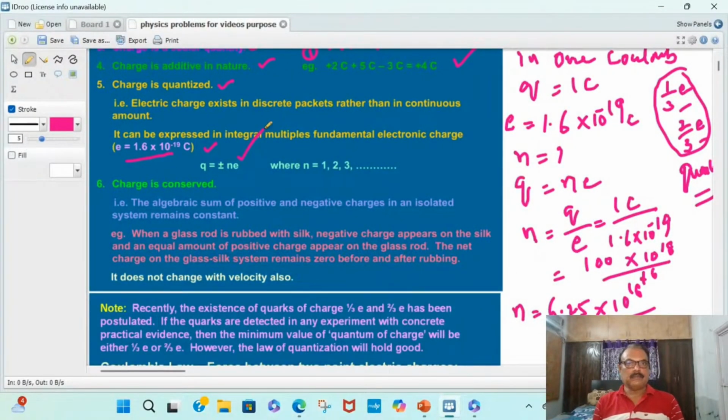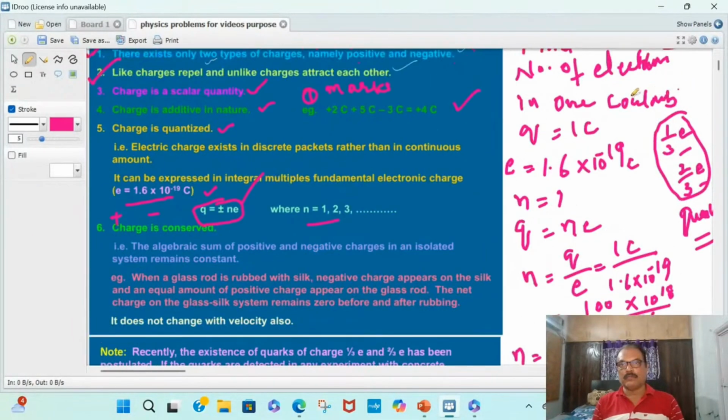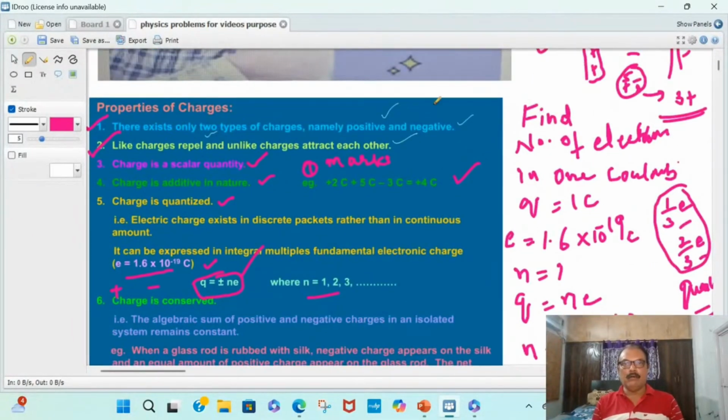The next one is quantization of charge. That is, the charge on a body is always equal to an integral multiple of the smallest charge. The smallest charge is this: plus for proton, minus for electron. You should know this. The next will be how to find. There is one question always coming in NEET or in your class 12.